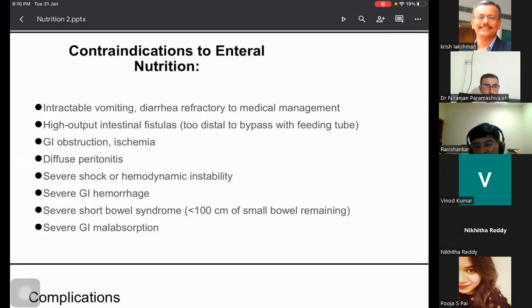You can also use other modalities to decrease the output from the GIT, either a fistula or diarrhea. You can give them high dose PPIs. You can give them long acting octreotide, and also loperamide to increase the transit time and reduce the output from the fistula. And the bowel also adapts over a period of time. They may not be completely comfortable with enteral feed, but the dependence on TPN will come down as the days go by. So it's not a contraindication. Yes, okay.